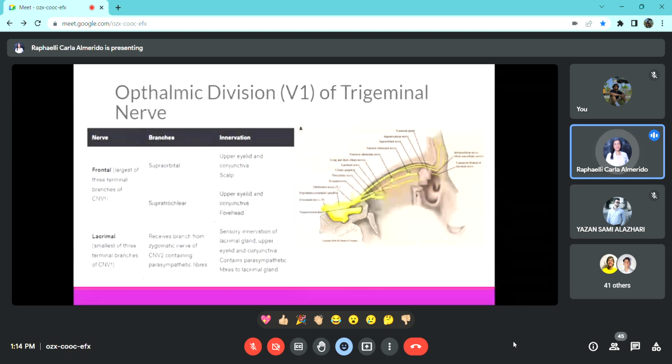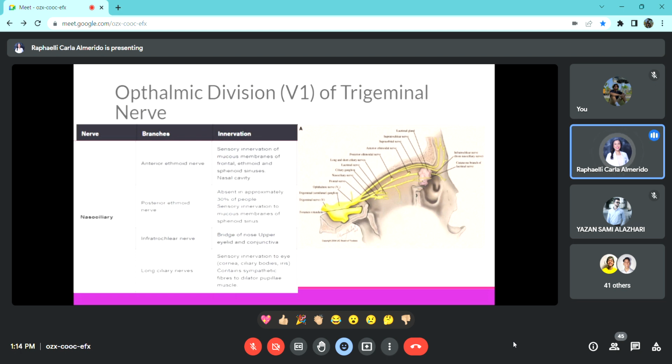Okay? And it innervates obviously the lacrimal gland, the upper eyelid and conjunctiva. Okay? And again, it contains parasympathetic fibers to the lacrimal gland. So those are the first two branches. So yung last branch for the ophthalmic division is your nasociliary. It has four sub-branches: the anterior ethmoid nerves, the posterior ethmoid nerve, okay, the infratrochlear nerve, and your long ciliary nerve. So the following also are the branches it innervates.